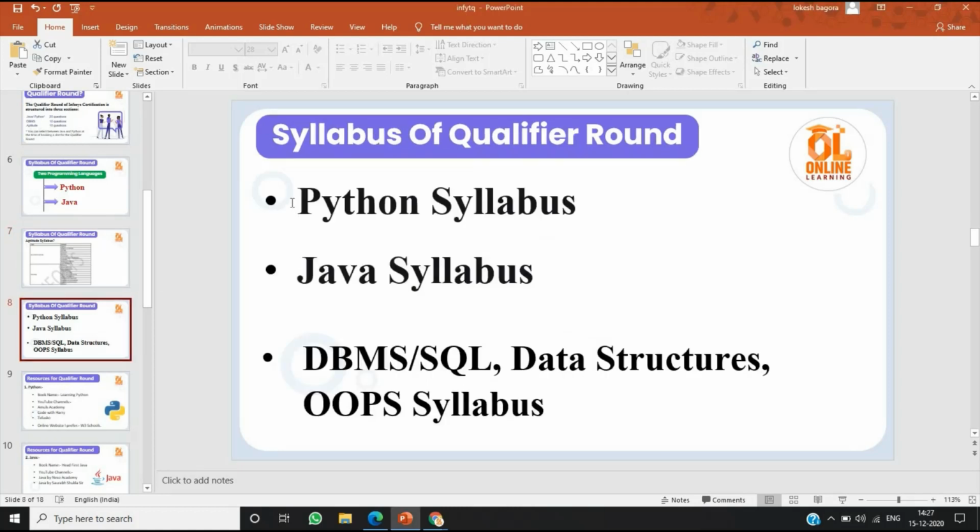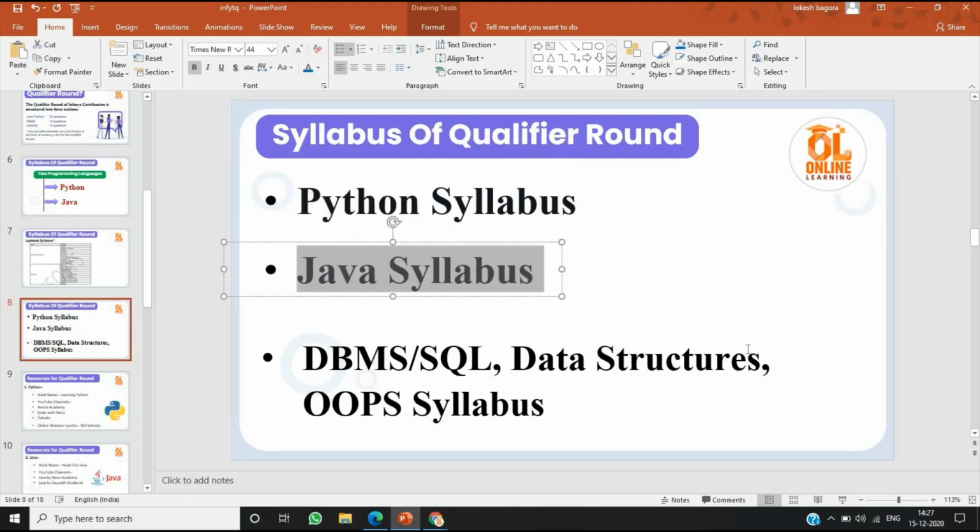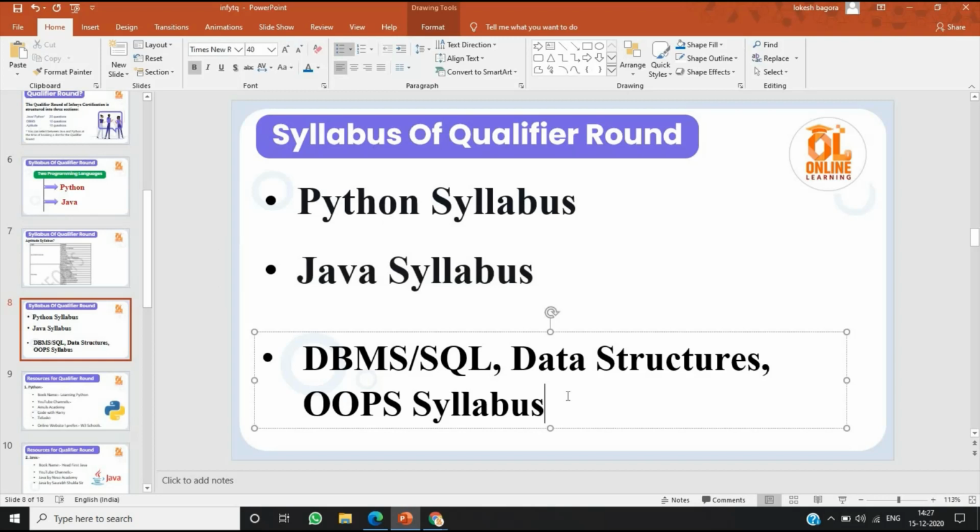Moving to the next slide, what about the Python syllabus? What about the Java syllabus? What about the DBMS, SQL, data structure and OOPS syllabus?